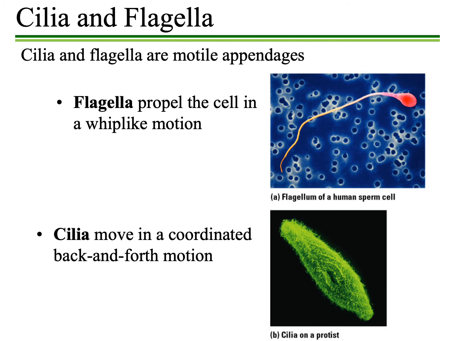The cilia are much shorter structures that basically look like little oars that move in a back and forth motion to allow for movement of the cell to take place, but also can play a role in just movement in general.